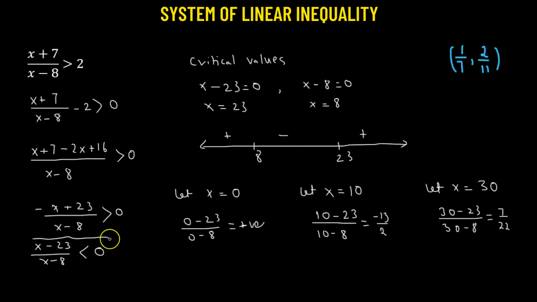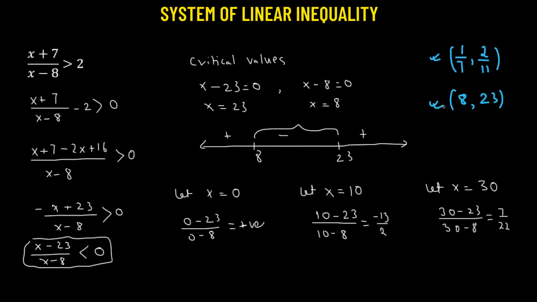But if we look at the linear inequality, we only have to consider those values of x such that the rational expression becomes less than 0. So we have this particular region, which is between 8 and 23. It starts from 8 and goes all the way up to 23. Now our final goal will be to find a common solution between these two intervals.